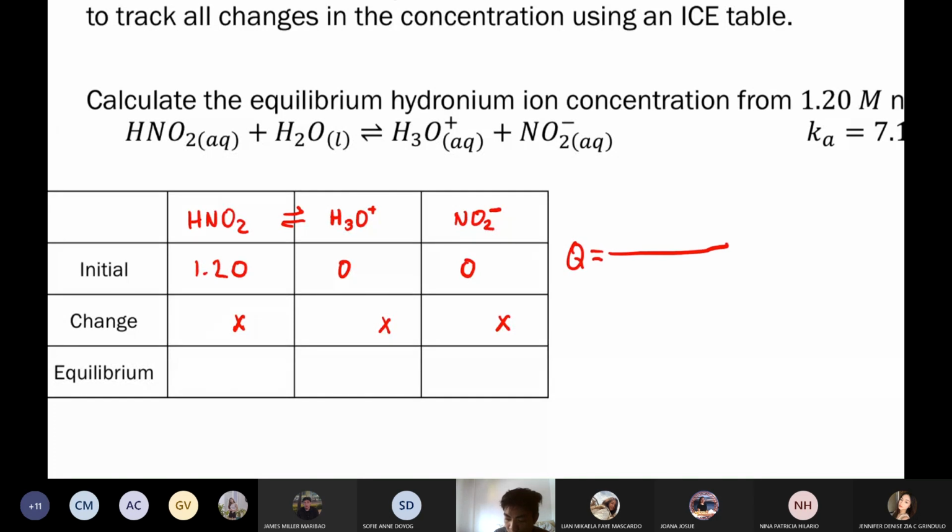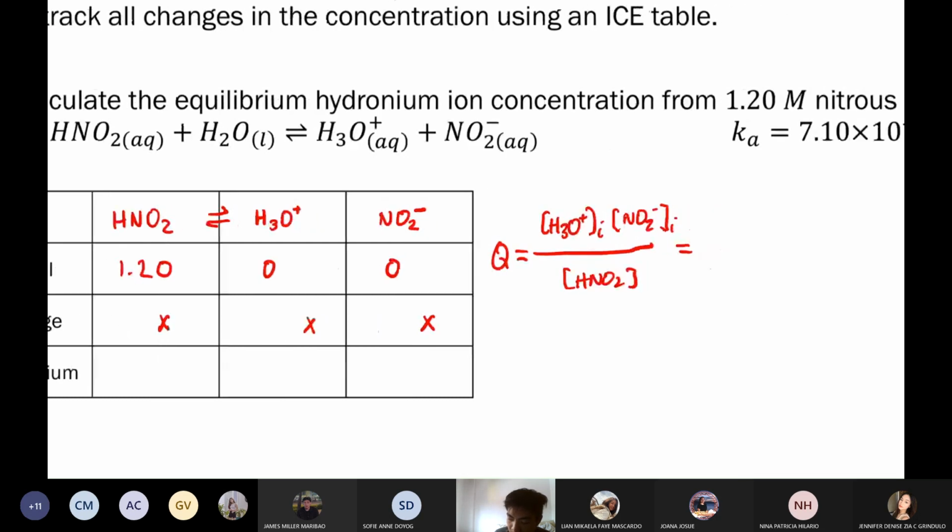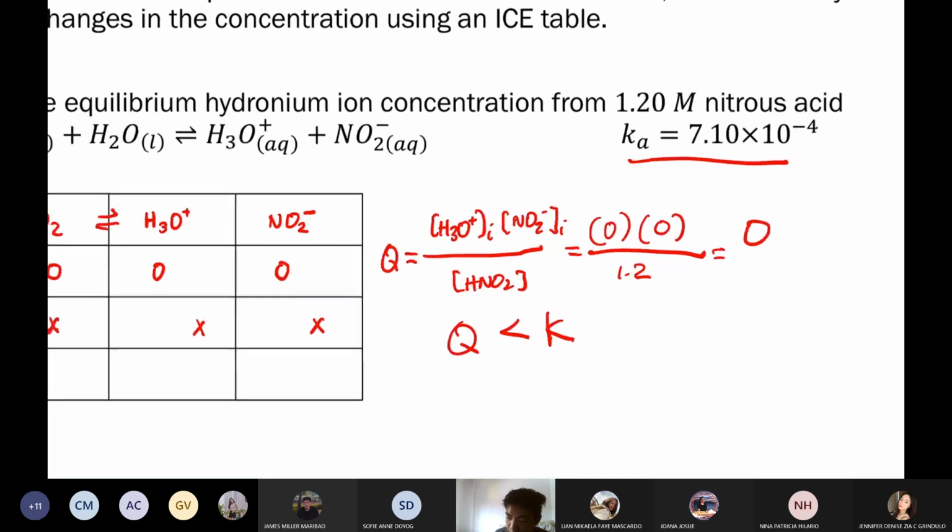Okay. So, kunwari, kukunin mo yung Q neto, yung reaction quotient niyan. What's the expression for the reaction quotient? That's the concentration of hydronium ion initially, concentration of nitrate ion initially, divided by the concentration of nitrous acid. So what's the concentration of H3O initially? Wala. What's the concentration of NO2 minus initially? Wala din. What's the concentration of HNO2? 1.2 molar. So saan yan equal? 0. Since we know that Q is less than the K, ito yung K natin.